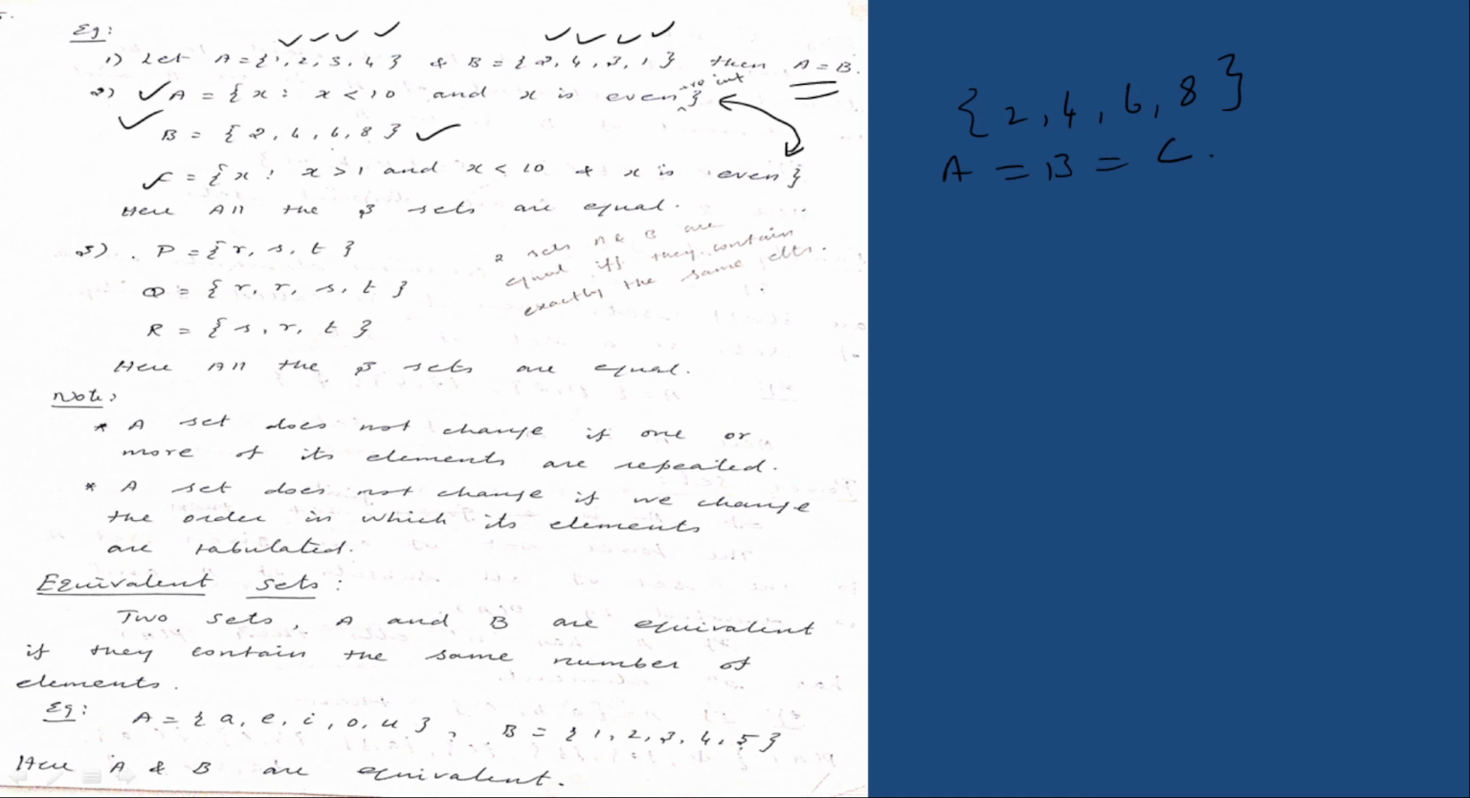Next, the set P is equal to the set of elements R, S, T. Q is equal to R, S, with R written 2 times, then T. R is equal to S, R, T. Here also the same, the three sets are equal, that is P is equal to Q is equal to R. Look here, R is written 2 times, that doesn't change the set, no issues. That represents only one R. So here P, Q, R are all the same.